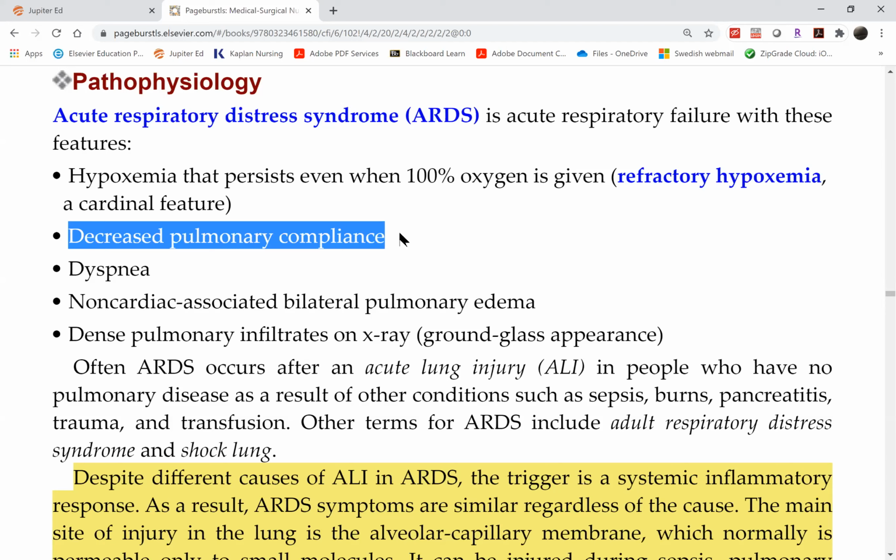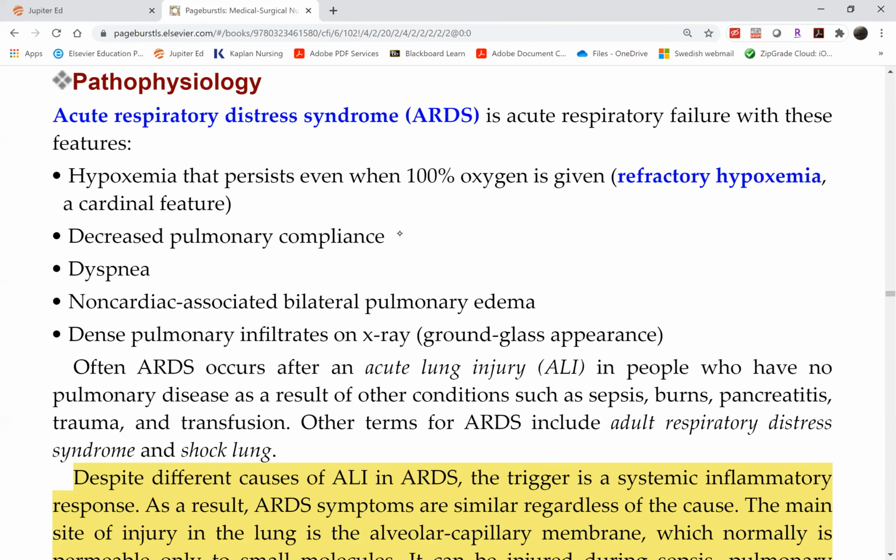Perfusion will now be very difficult here because it will increase afterload because of the resistance, because it's full of water. So the patient on top of all this will also have heart failure, secondary to the decreased pulmonary compliance, specifically right side heart failure. Of course, that will result in dyspnea because the patient will be like drowning. Literally, the patient's drowning.